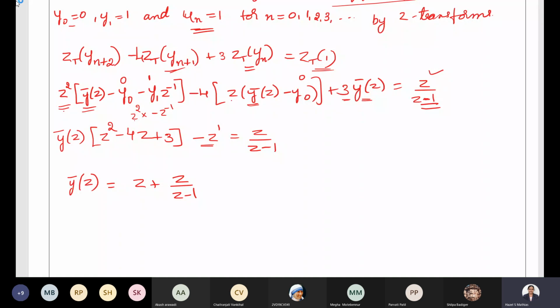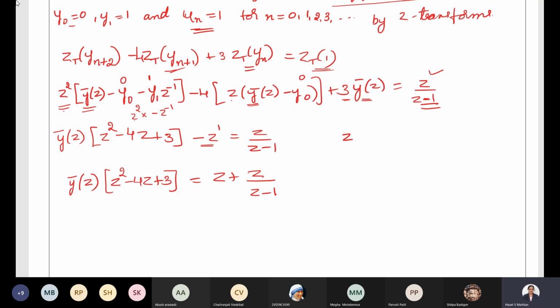Then what else do we have over here? We'll write it once again. Y bar of z into z square minus 4z plus 3. That minus z, you take it to the other side, it will be plus z. Then here, which was already there, z divided by z minus 1. This is what we get.